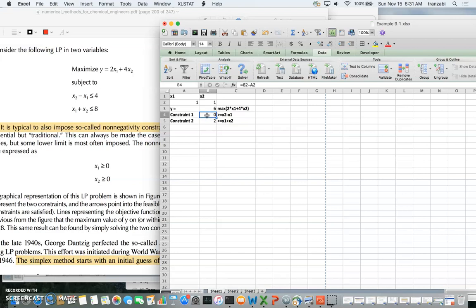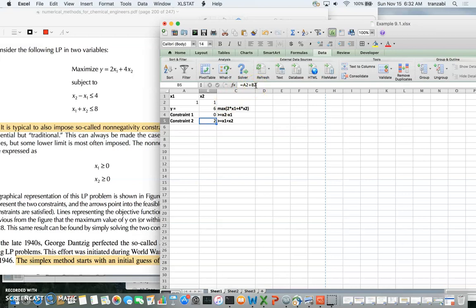Sorry, the first constraint. We're going to write only the left side of the constraint, not the right side. Always the left. It's going to be x2 minus x1, which according to the spreadsheet is b2 minus a2, because b2 is x2 and a2 is x1. The second constraint is x1 plus x2 less than 8, which means b2 plus a2 less than 8. So I just write the left side, which is b2 plus a2. That's it.